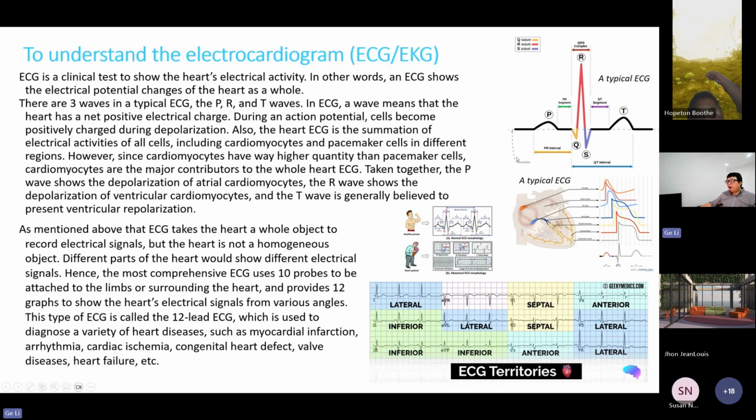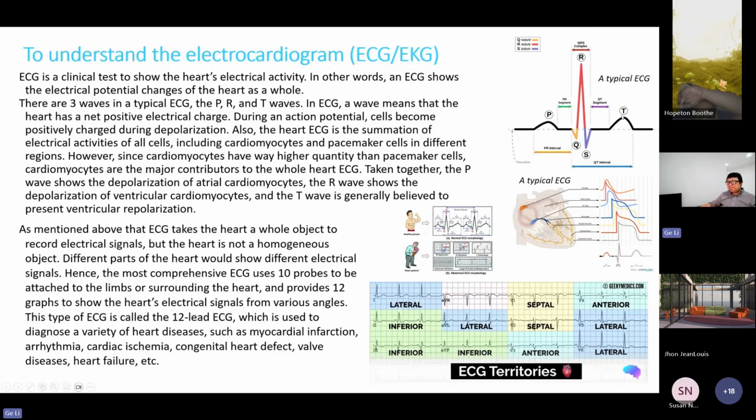And before the R wave, this P wave is the depolarization of the atrium cardiomyocytes. So let me repeat again. This whole page, there's the only thing you need to remember. P wave is the depolarization of the atrium cardiomyocytes, not pacemaker cells, cardiomyocytes. And R wave is the depolarization of ventricular cardiomyocytes because they are a huge number.